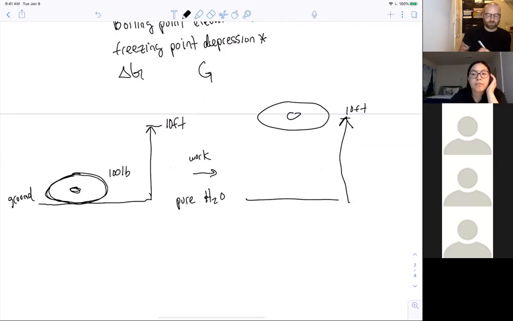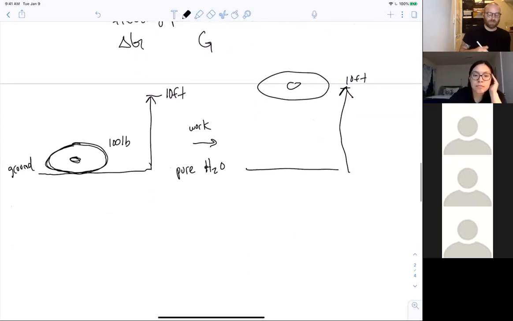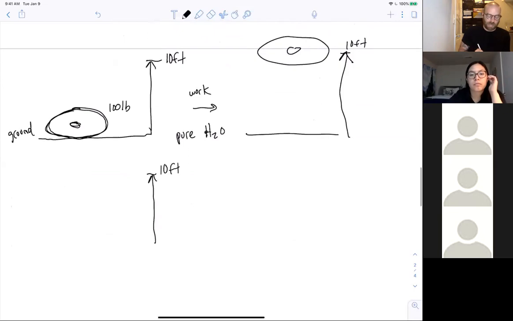water. When I dissolve a solid into the pure water, it's like I'm still having to lift it up to 10 feet, though this isn't an exact analogy. But now, this is the ground level. What I've done is lowered the potential energy of it. And so now I'm lower than ground level.